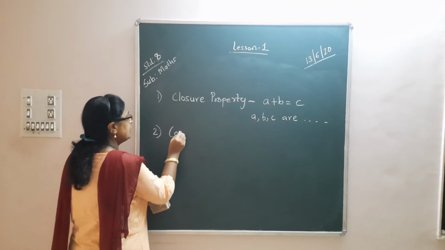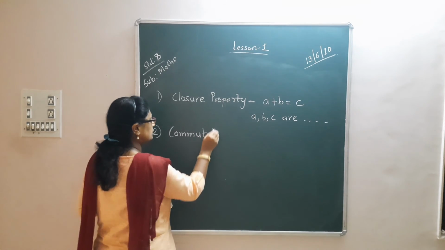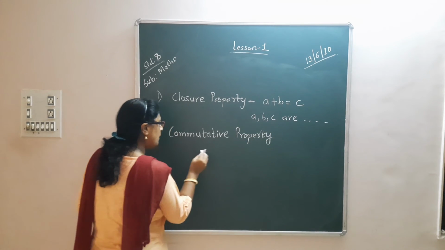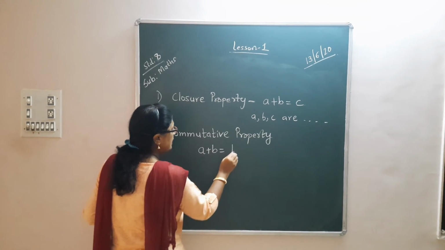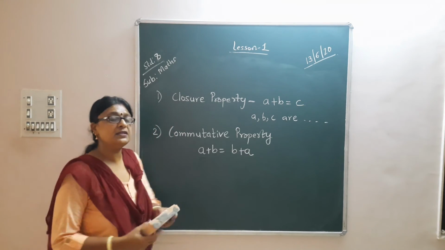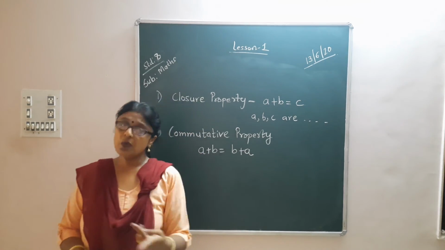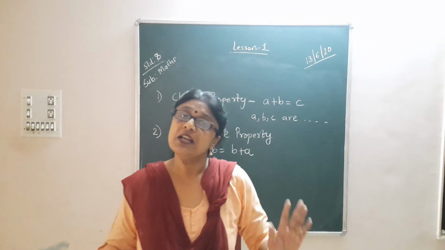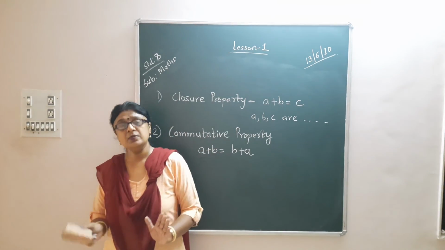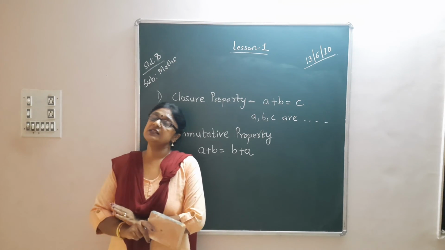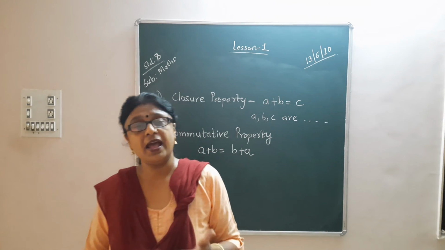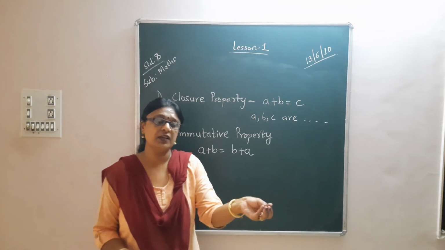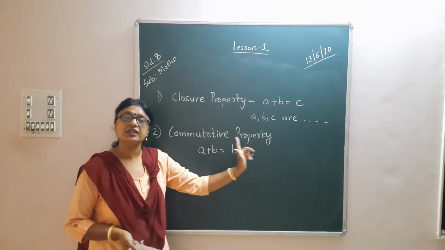Second is commutative property. What is the general form of commutative property? a plus b is equal to b plus a. Means when you reverse the order, then also the answer remains the same, or answer does not change. If the answer remains the same, that property is true. And if the answer has a change or has a difference, then that property is not true for the respective number. So that is commutative property.